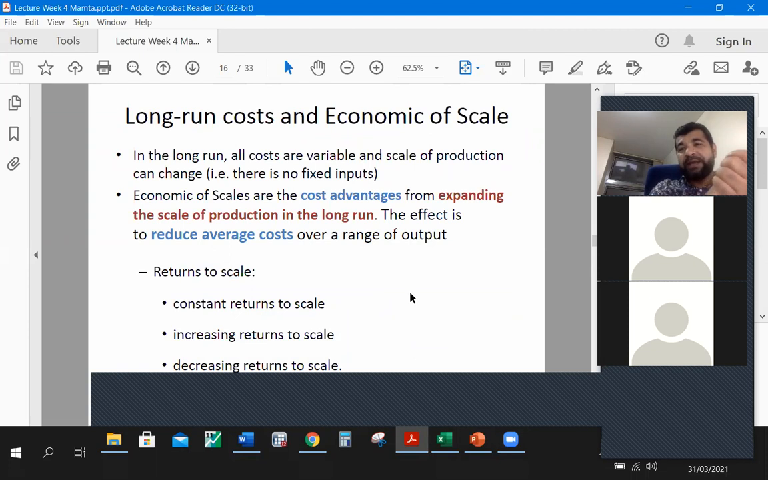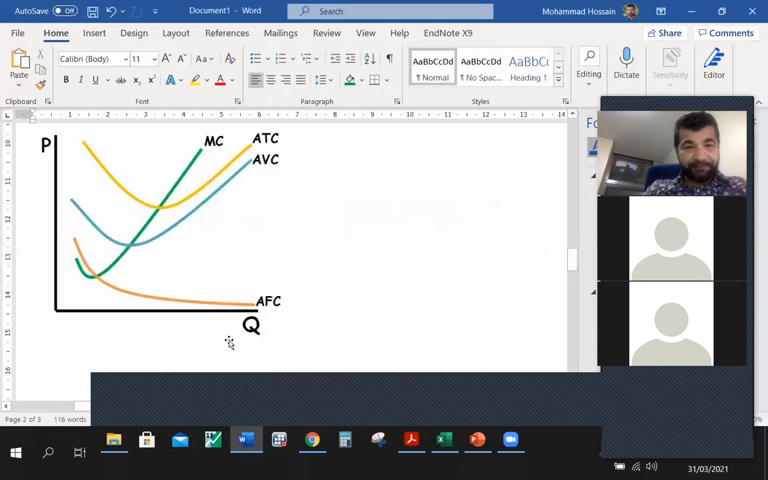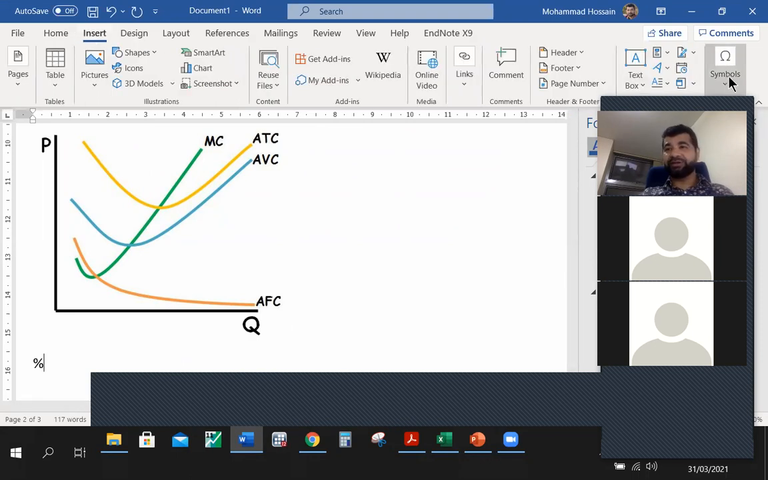So when you make an input, the input will give you an output. If your percentage change in input is less than the percentage change in output, it is called increasing returns to scale. I'll be writing it. I'm writing it. Actually, I will do it in an equation. That will be better.